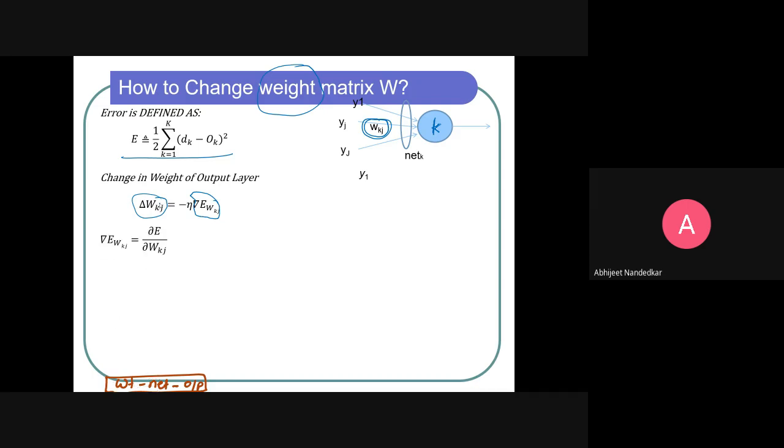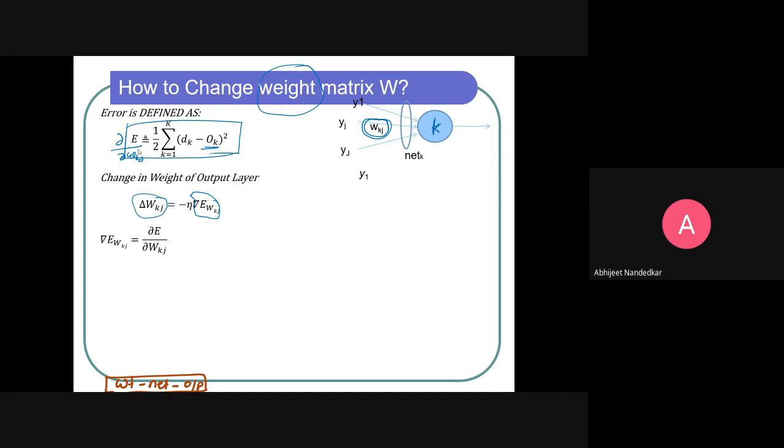Now, when I differentiate error with respect to W_kj, error is defined like this. As such, you may not find a relation between error and weight directly, because there is no W symbol here. So if I differentiate this with respect to W_kj, you may say, okay, since there is no W_kj involved, the answer is 0. So that is not the case.